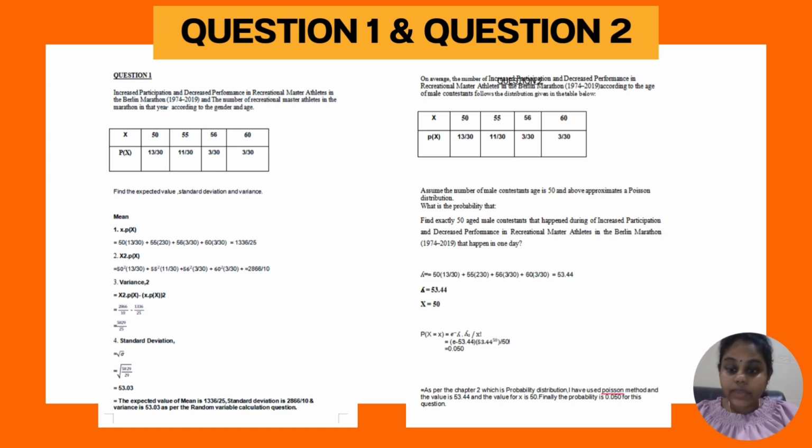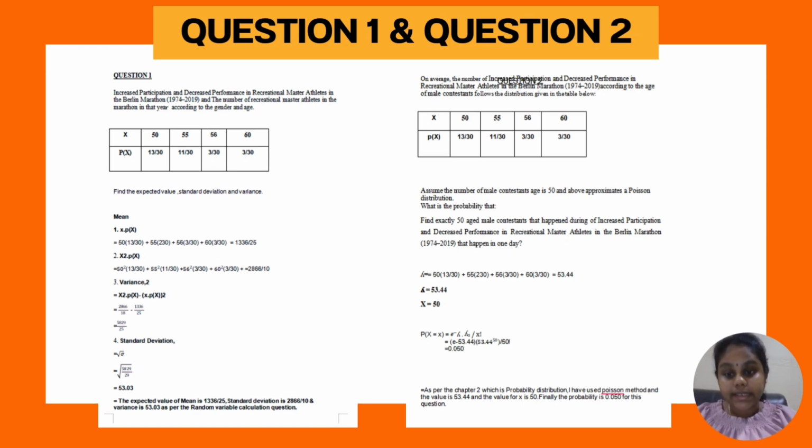After that, we will find the expected value, standard deviation, and the variance. For the mean, we will multiply X and PX and total them up, and the answer will be 1336 over 25. That will be our mean. The second one is X squared multiplied by PX, where we square every x and then total up, and the answer will be 2866 over 10. The third one is the variance, and our variance will be 5829 over 25.